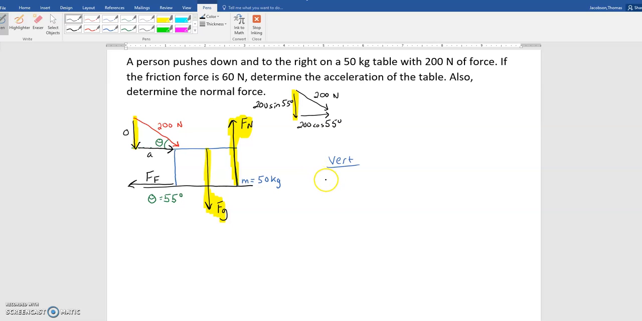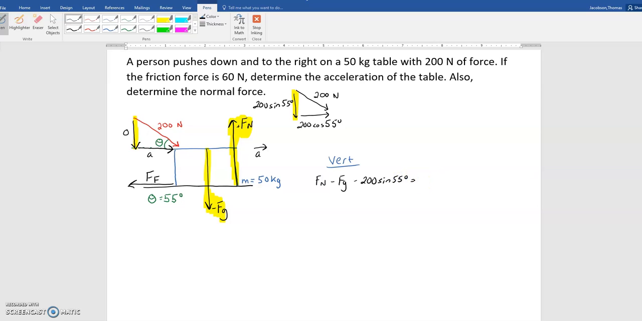So what we need to do is write out a formula here. I'm going to say upwards is positive. Now, this object is going to accelerate to the right, which means vertically our acceleration is 0, which means I can choose any direction to be positive. So I'm going to choose up to be positive. So Fn is going to be positive Fn. Gravity's the opposite way, so I'm going to subtract off gravity. And our 200 sine 55 points downwards, which means we also have to make that a negative. So I'm going to subtract off 200 sine of 55 degrees.